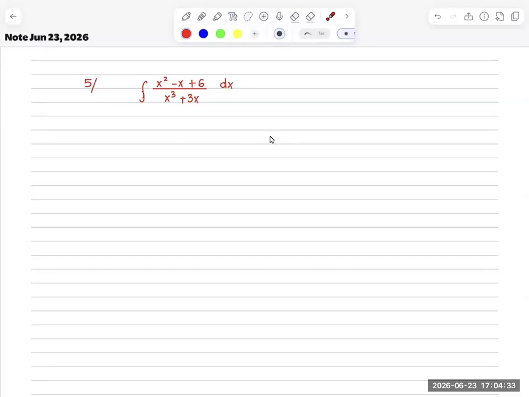Hi everyone. Let's take a look at how we are going to find the integral of this rational function. First of all, we need to factor the denominator.